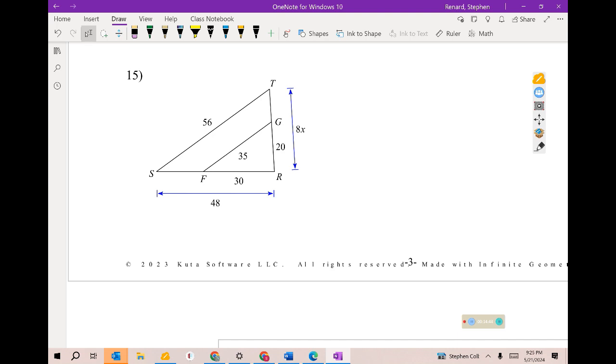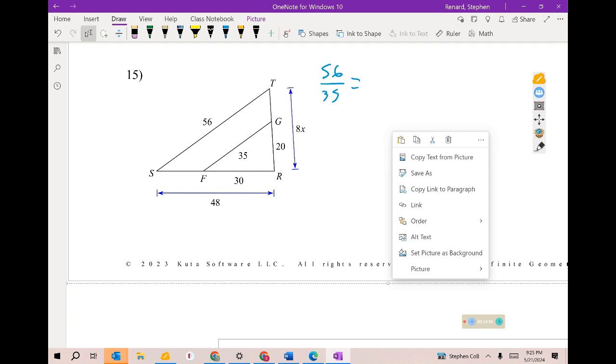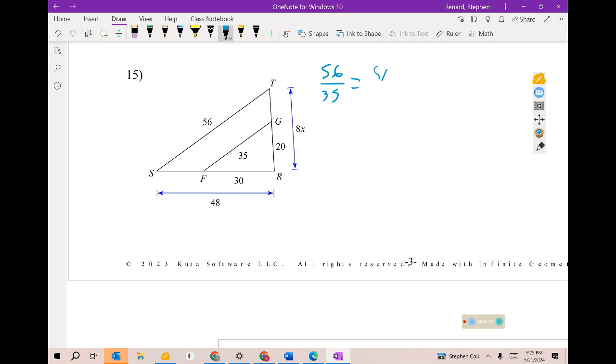So they actually give you more knowledge than you need here. There are two different ways to do this. You could go 56 over 35 equals 8x over 20. Notice how we go the bottom of the big triangle versus the bottom of the little triangle, versus this side of the big triangle versus this side of the little triangle.